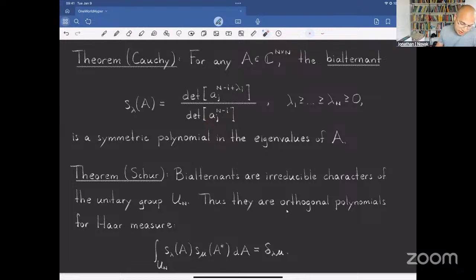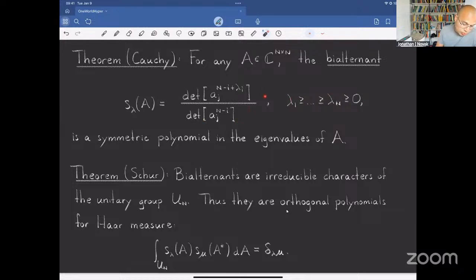And then on the top, you have a kind of shifted or deformed Vandermonde where you take the exponents and you add to them some other integers. Okay, so some non-negative integers, lambda 1 through lambda n. Without loss of generality, you can sort them in decreasing order. There are some non-negative integers.